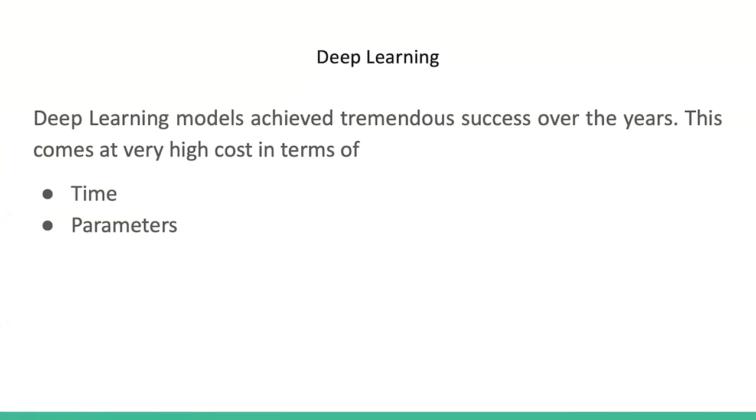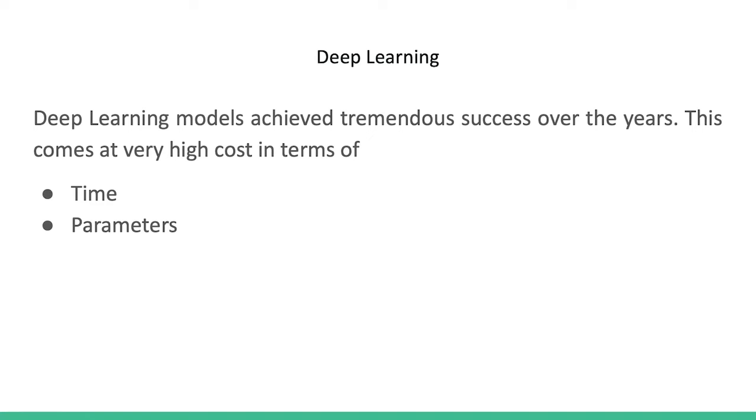The point is that we know deep learning achieved tremendous success over the years. But one of the downsides is that this typically comes at a high cost in terms of training times, sometimes inference times, and trainable parameters. Now it's very easy, for example, in TensorFlow or PyTorch to deploy and train a deep neural network with the level of accuracy that you desire. You typically create an over-parameterized deep neural network, train it on your data set, and you can get the accuracy that you want.